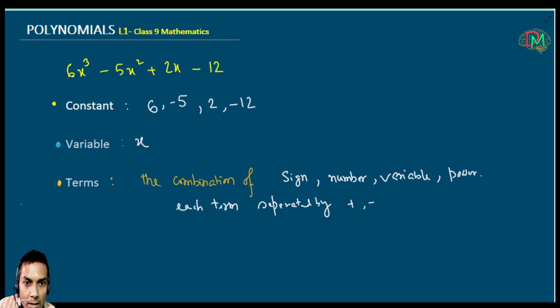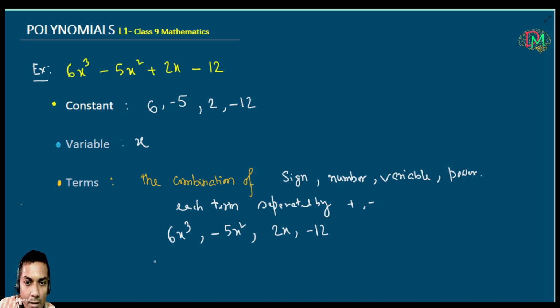So in the above example, what are those terms? 6x cube is a term, -5x square is a term, 2x is a term, and -12. So there are four terms in this above example. Okay, clear? In this above example, there are four terms.